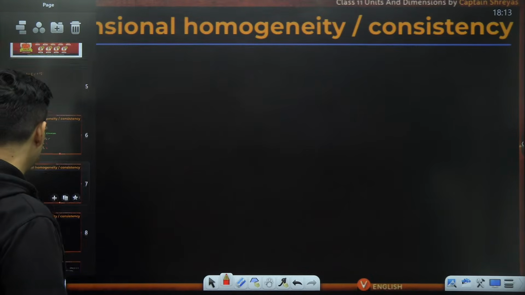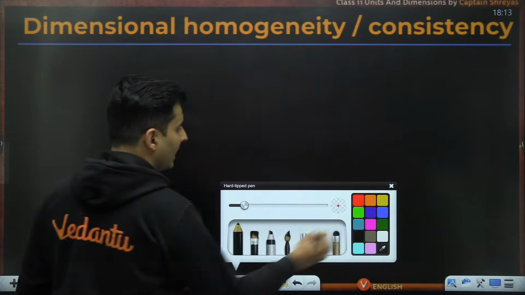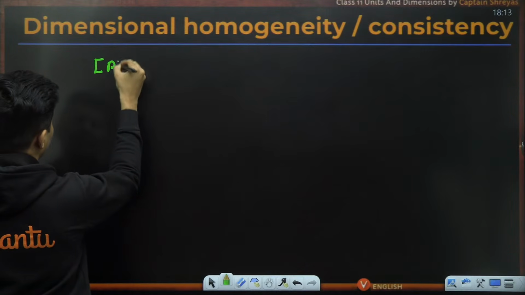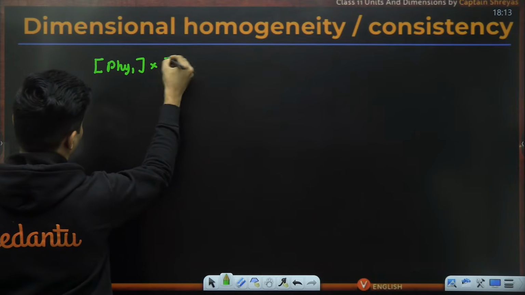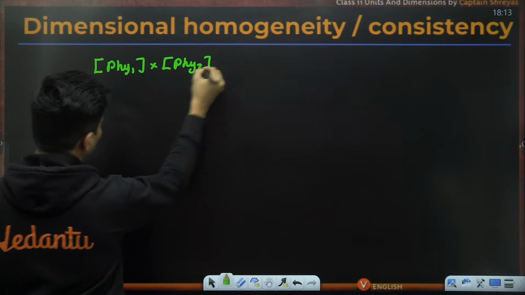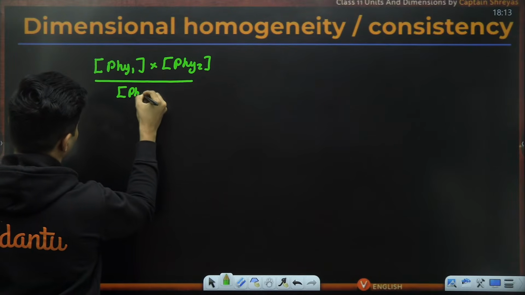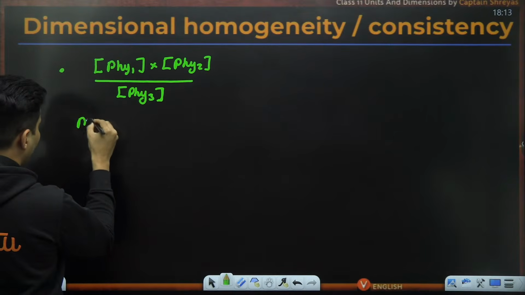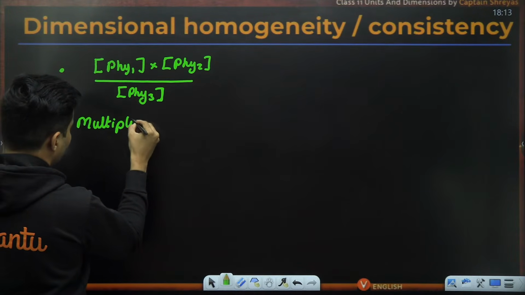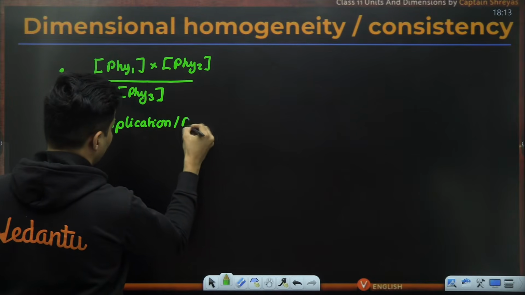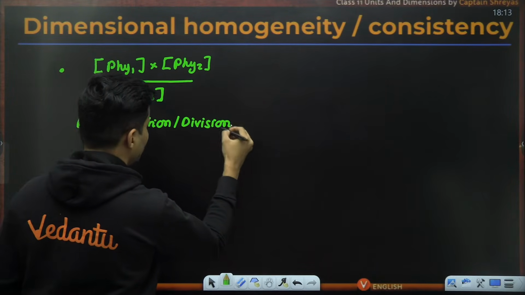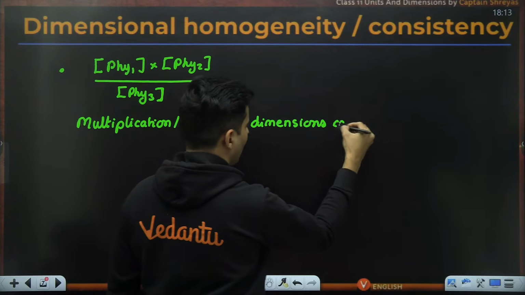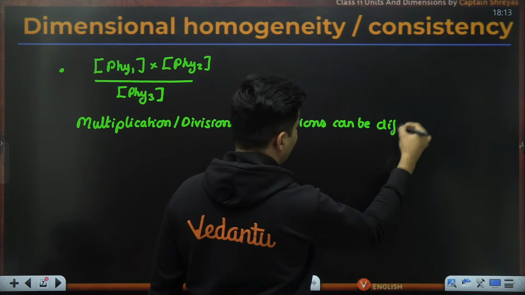All right, the next important thing in the dimensional homogeneity and consistency is that it's okay to multiply and divide any dimension with any dimension. So physical quantity 1 multiplied with physical quantity number 2 divided by physical quantity number 3. The dimensions may or may not be the same. That is perfectly fine. For multiplication or for division, the dimensions can be different.